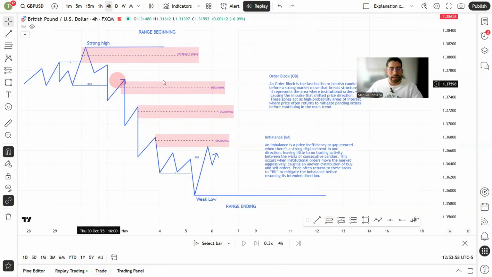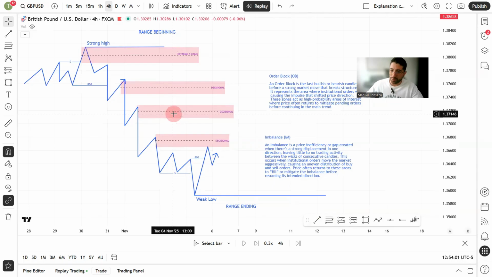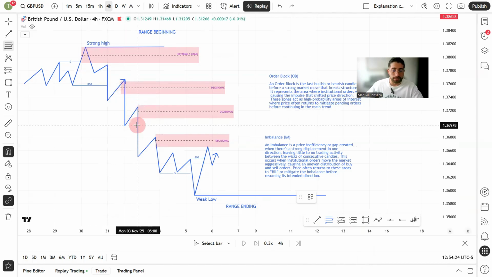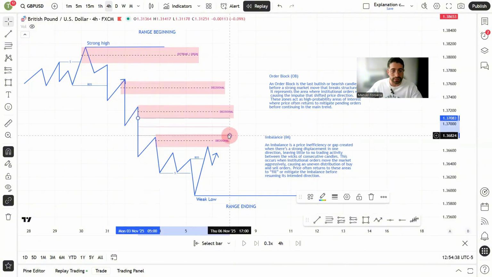Perfect. Now, imbalances are very close to the order blocks. Once you do the backtesting, you'll realize they are located very close to each other in the market. As in the definition, this is a strong displacement in one direction. So for example, if you see this drawing, these downtrend impulses, you perceive a strong displacement of the price toward the bearish direction. So they will be located mostly in these spaces.